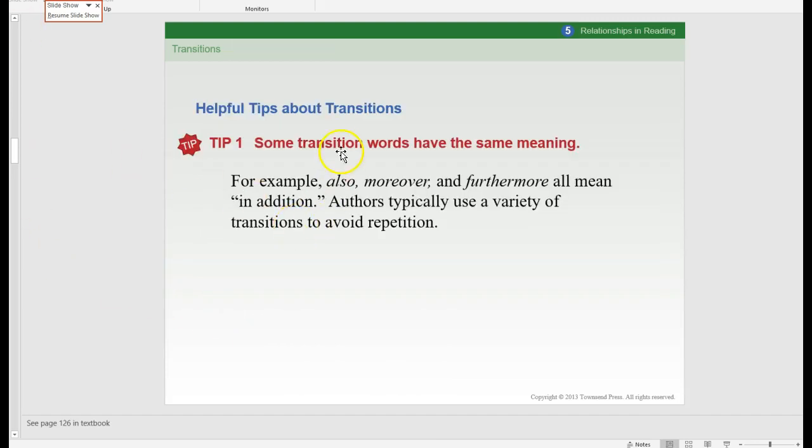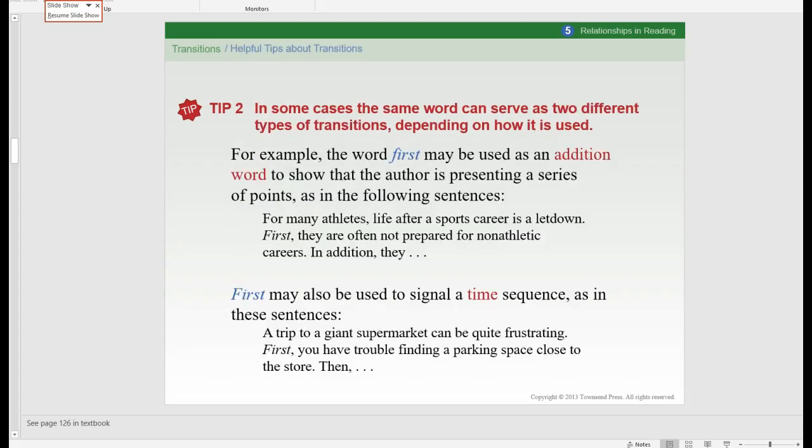So the first one is some words will mean the same or similar. Also, moreover, furthermore. They all mean in addition. You could even use in addition. But instead of using also in the paper, you have other words to choose from that mean the same thing because you want to have a variety. The next tip is that some of these words can be time and they can also mean addition.